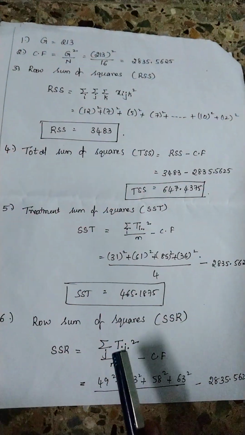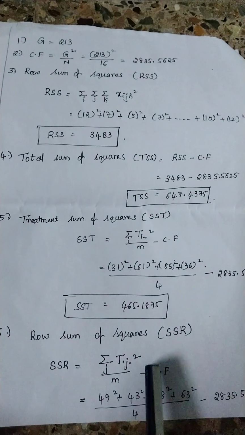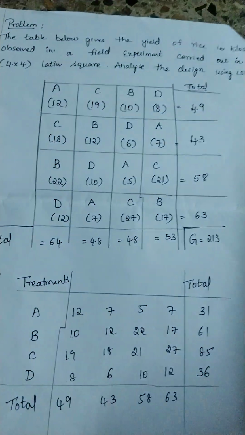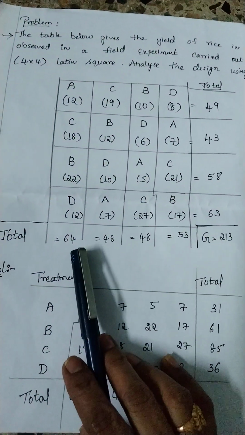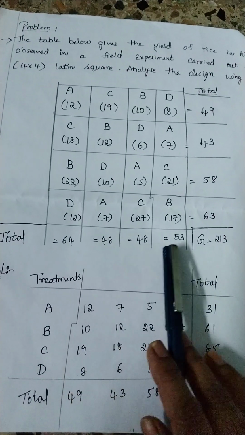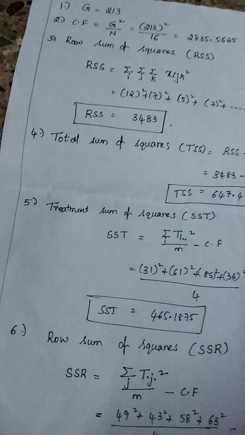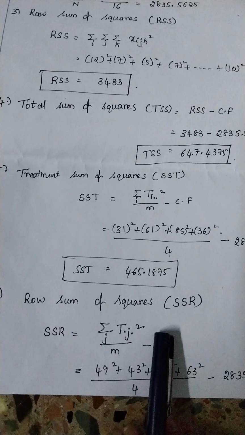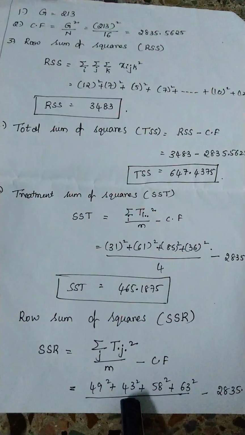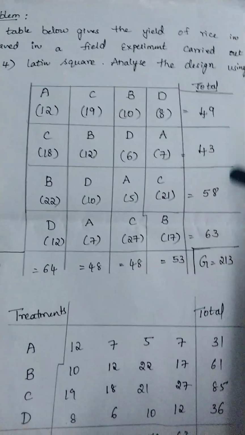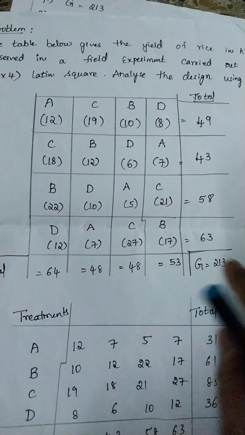Now, what is the next one? Row sum of squares. I already told you the row sum of squares you are going to get from the given question only. See here, this table. 49 square. This is the row, no? Row is this one and column is this one. While finding the column sum of squares, you are going to use these values, and for row sum of squares, you are going to use these values. Okay. Now, the row sum of squares is equal to 49 square plus 43 square plus 58 square plus 63 square. These values you are going to get from this.